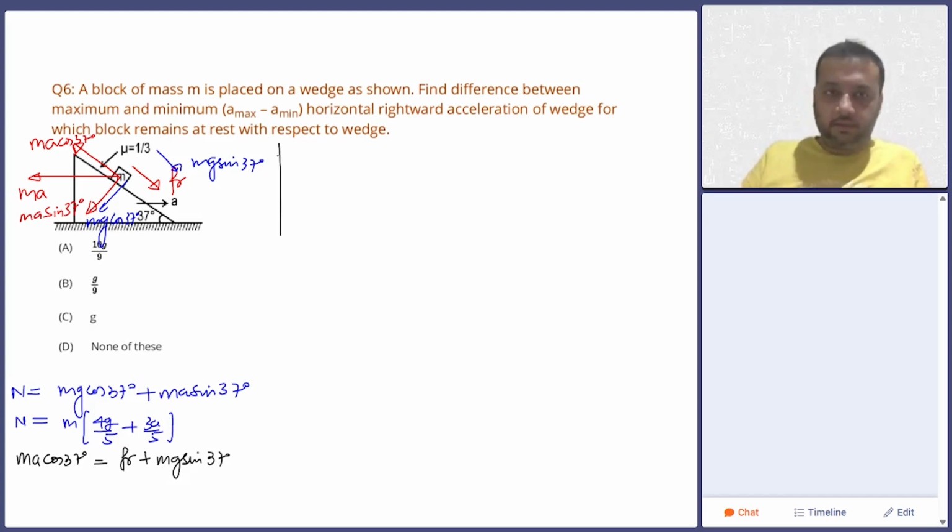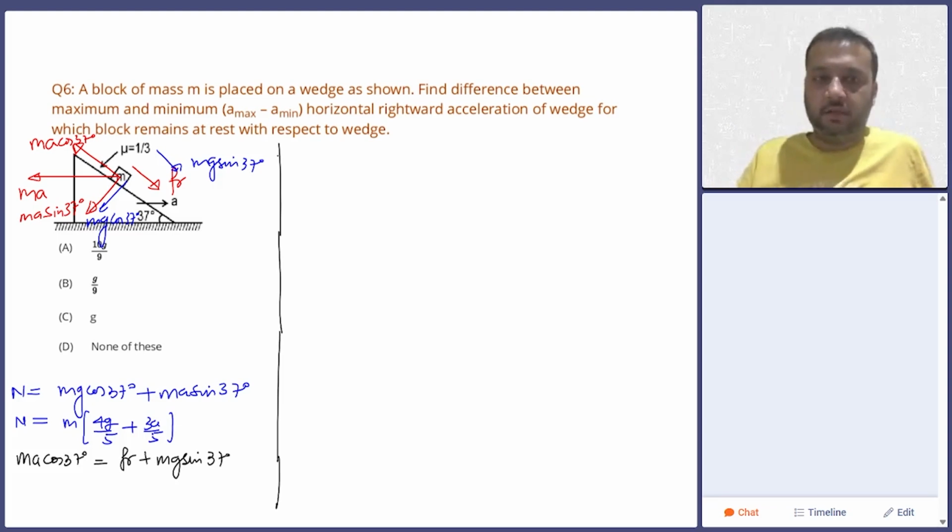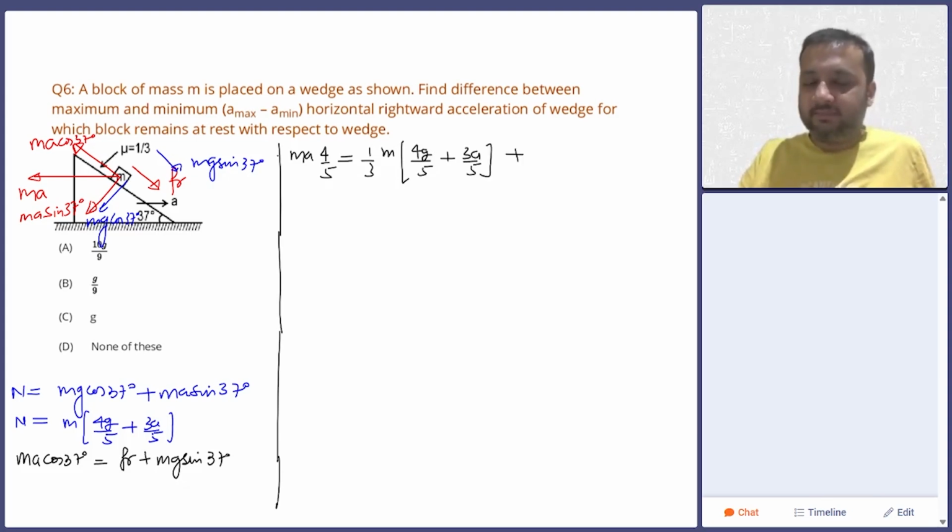Now note that friction should be at its maximum value because you are trying to maximize acceleration. So at the moment of slipping, friction will achieve its limiting value. So we can write friction as mu into normal. Mu value is 1 by 3. So this will become ma cos 37, where cos 37 is 4 by 5, equals friction, which is 1 by 3 into normal. Normal is m into 4g by 5 plus 3a by 5, plus mg sin 37, that means 3 by 5 mg. So from here we can see that m by 5 gets cancelled out.